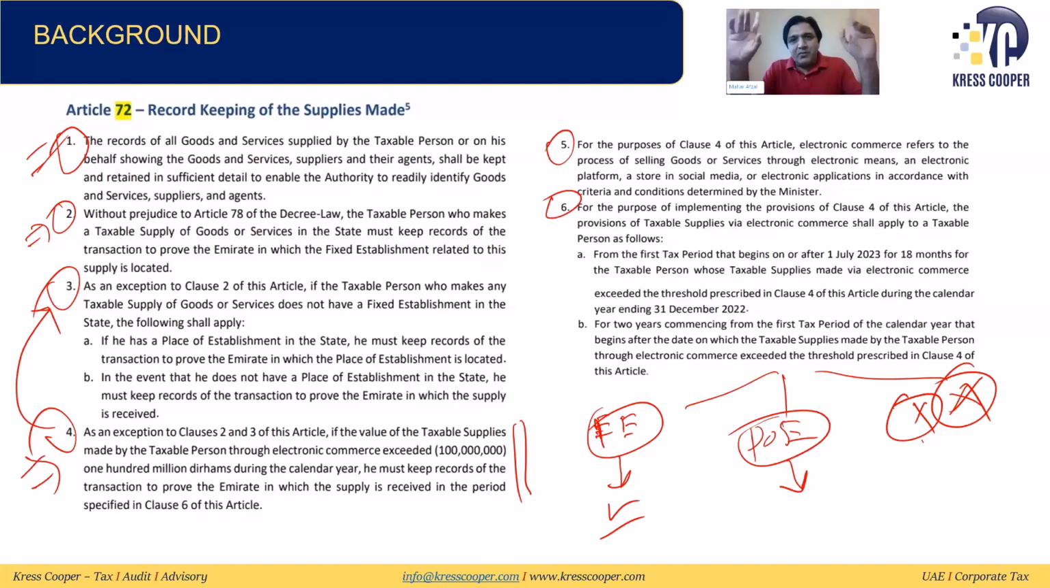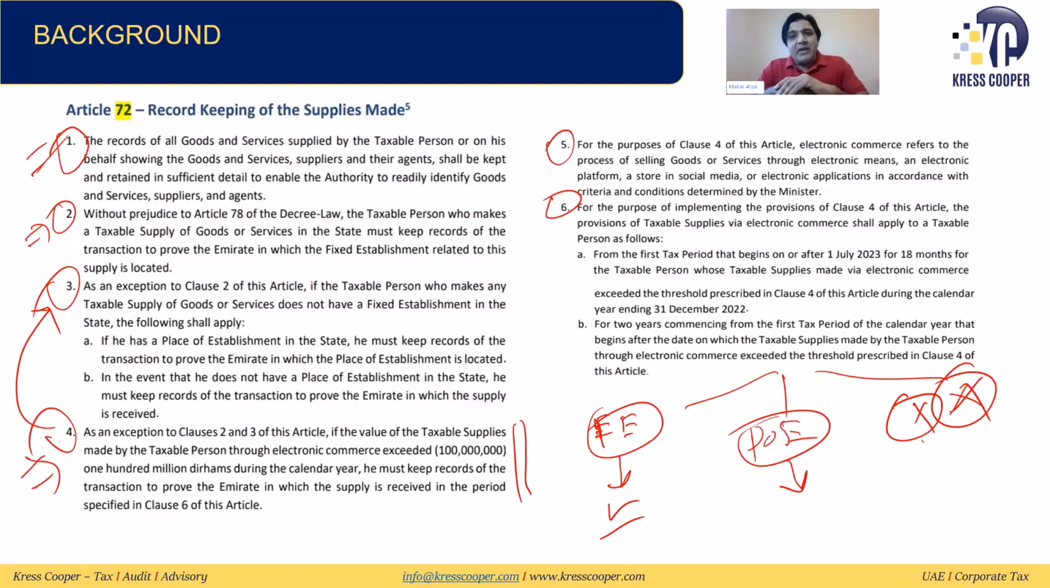So for the time being, we have established the fixed establishment. This is a general rule. One is a special rule, one is an exception to the general rule. The general rule is where there is a fixed establishment, we need to report in the respective Emirate. If there is no fixed establishment, we need to report the supply in the place of establishment. Where there is no place of establishment, we need to report the supply where these are being received. This is the general rule. As a special rule, as an exception to the general rule, if the supplies are being made through the e-commerce platform and the value of the supply is more than 100 million during the calendar year, then these goods and services should be reported in the Emirates in which these are being received.